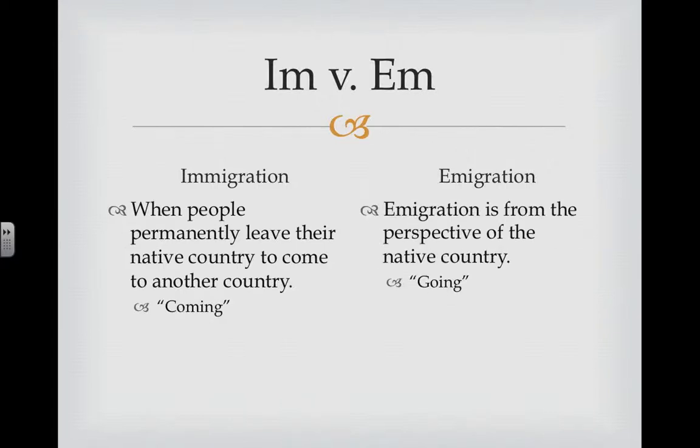Emigration is from the perspective of the native country. So when people leave the United States and say emigrate to Canada, they are going away. So emigration is from the perspective of the country from which they are leaving. Okay? So immigrants come to a country, emigrants leave a country.